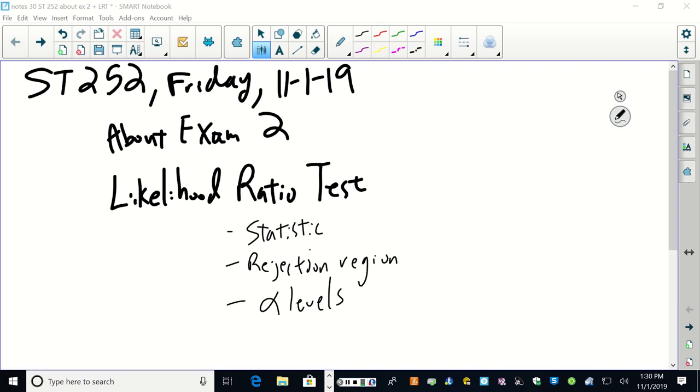But the general way to use the likelihood function, the probability distribution function for observations, to test things about parameters, right? And so it's kind of a generalized procedure.